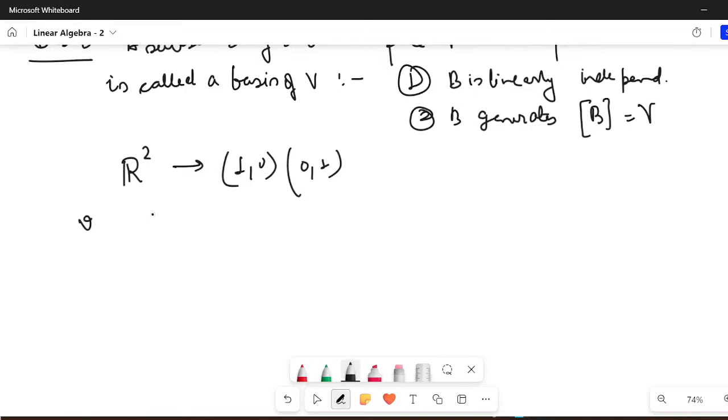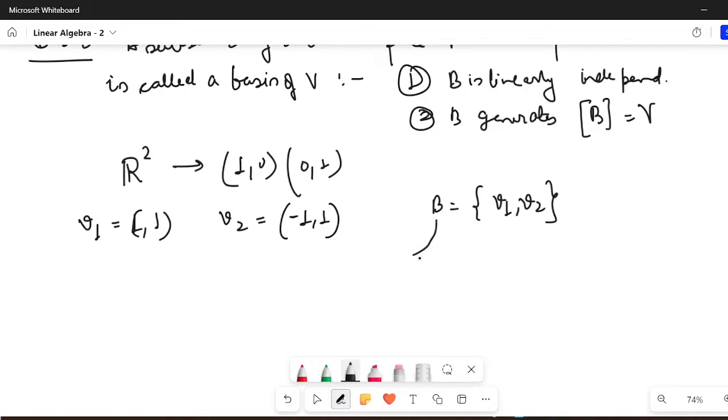Let us take v1 as 1 comma 1 and v2 as minus 1 comma 1. Now first let us see whether this set, let me write it as some set B, which contains v1 and v2, is linearly independent or not. The first condition for B to make a basis set is that v1 and v2 are linearly independent.